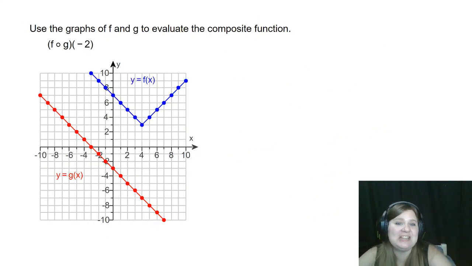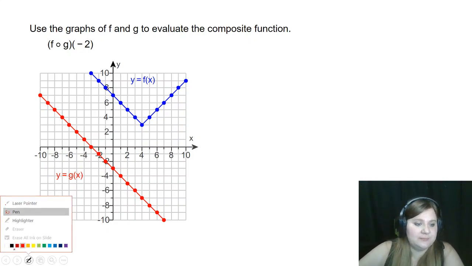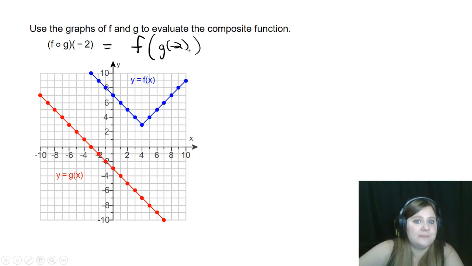All right, let's take a look at a composite function version of the same thing. f of g of negative 2. Notice that this is saying f of g of negative 2. So the first thing you want to do is find g of negative 2. Remember, you're always working from the inside out. Now, g of negative 2. I'm going to go to negative 2, and g, it looks like, is the red one. So I go down. That's g of negative 2 right there.